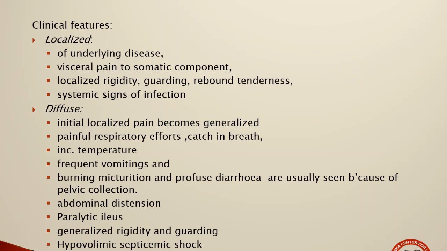On the other hand, if it's a diffuse acute bacterial peritonitis, the initial localized pain becomes generalized very soon. The respiration becomes painful. There's a catch in the breath, labored respiration. Why? Because whenever the diaphragm descends, the parietal peritoneum underneath the diaphragm, because it's inflamed, gives pain. This patient will have systemic symptoms in the form of increased temperature, you'll be febrile, and there are frequent vomitings. Once the infection reaches the pelvic cavity, there will be burning micturition and profuse diarrhea, especially when there's a pelvic collection. There could be abdominal distension, especially because of paralytic ileus. Generalized rigidity and guarding spread all over the abdomen in the initial stages, and may become less pronounced as time passes on, and of course, features of hypovolemic septicemic shock, which is a compound shock.